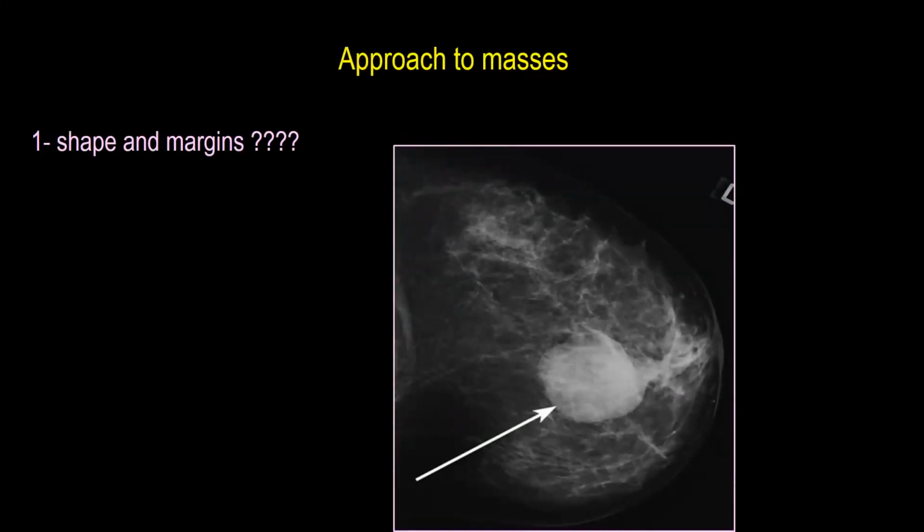Okay. Regarding the margin. Shape and margin for this mass. Just shape and margin. Round, obscured margin. Round shape, obscured margin.